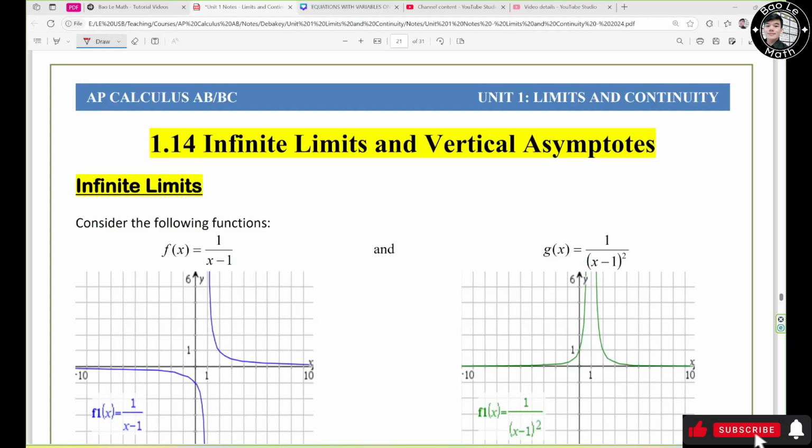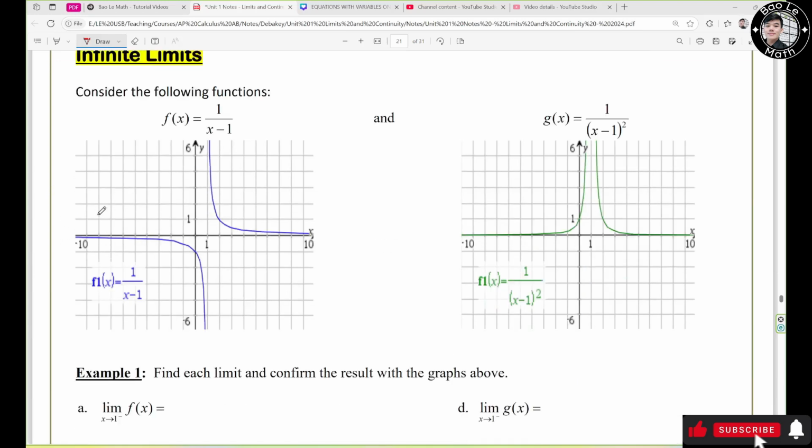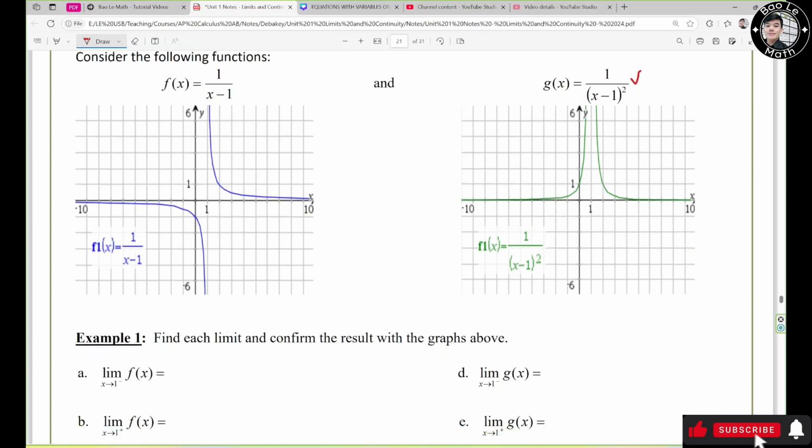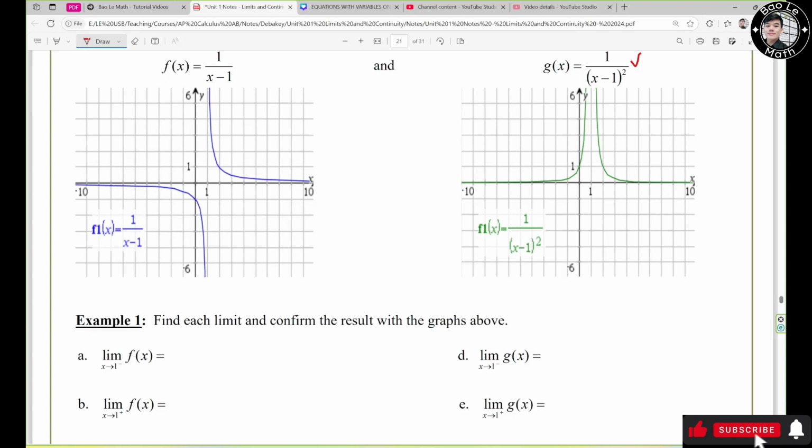In this video, we're going to explore the topic 1.14 infinite limits and vertical asymptotes of AB, calculus AB, and BC. Alright, look at the example right here. Consider the following functions: f of x equals 1 over x minus 1 and g of x equals 1 over x minus 1 squared. Example number 1. Find each limit and confirm the result with the graph above.